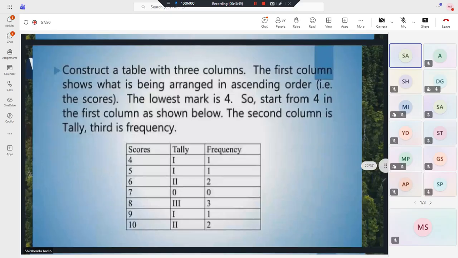So we found the scores, for example 5, 4, 5, 6, 4, 5, 6, and so on, and the number of times these numbers are coming. Suppose 4 is coming one time, 5 is coming one time, 6 is coming 2 times, 7 is not there, 8 is coming 3 times. Like this, eventually we come up with a score and a frequency, right? So this is basically called the frequency table for ungrouped data.